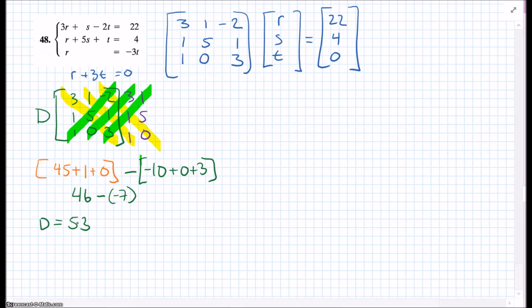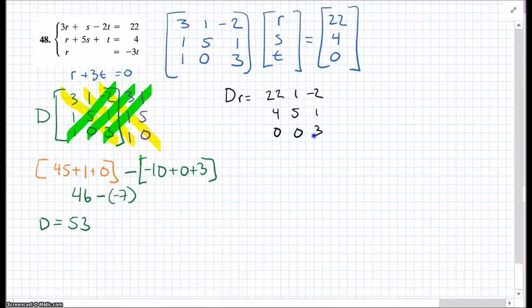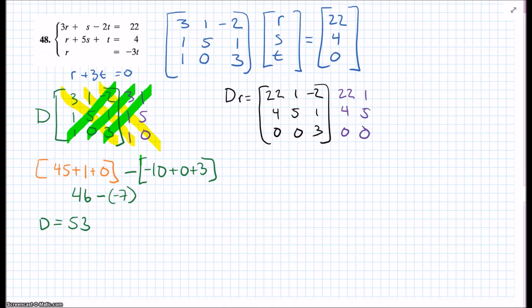Okay. Next one. Probably should have gone a different direction, but it is what it is. Let's find D sub r. So we're going to replace the R column with 22, 4, and 0. We're going to write 1, 5, 0, negative 2, 1, 3. First step, we're going to rewrite the first two columns, which should be 22, 4, 0, 1, 5, 0.